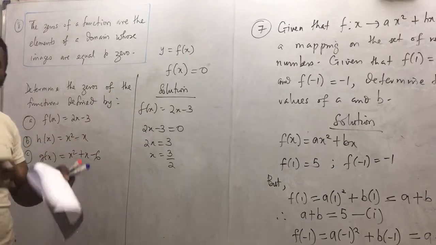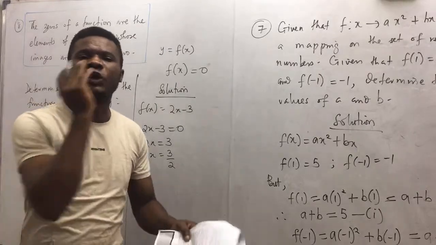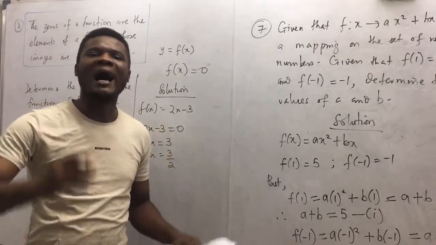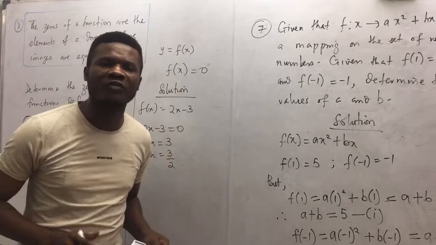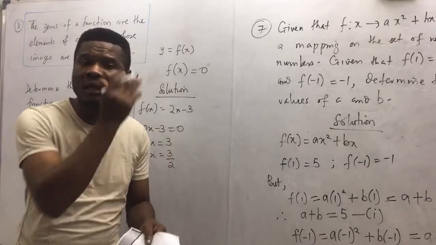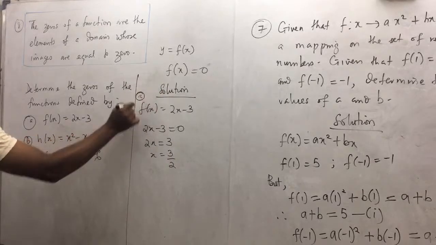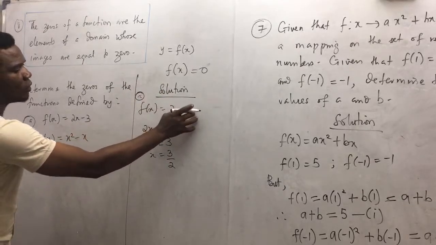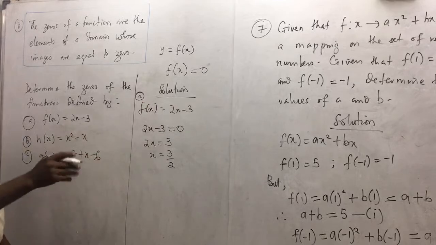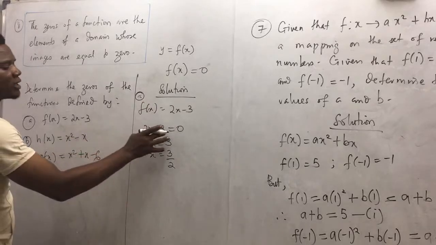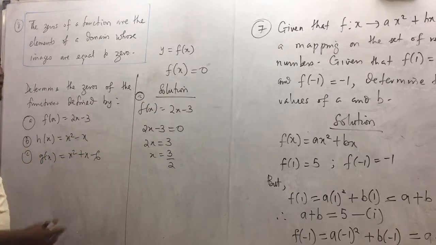So guys, to obtain the zero of a function, equate the function to 0 and solve for the value of the independent variable. It is as simple as that. So what did I do here? In problem A, I equated f of x to 0. F of x, we were told, is 2x minus 3. So I equated 2x minus 3 to 0 and then solved for x. So it gave me that result, 3 over 2.